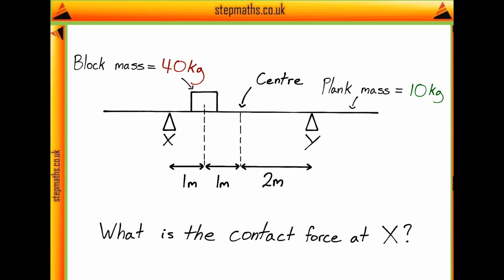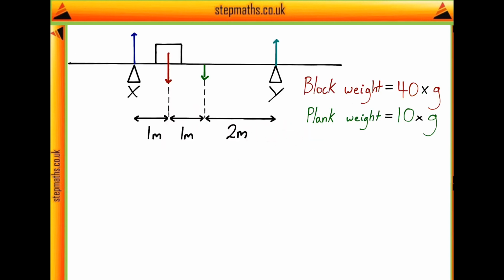So in this question we're being asked about force at X. So why don't we go ahead and label our force at X and all the other forces that we can think of on our diagram. So we have our contact force at X, we have the weight of the block, we also have the weight of the plank, and then we have another contact force at Y. The weight of the block is just going to be its mass multiplied by the acceleration due to gravity, and that'll be the same for the plank as well.